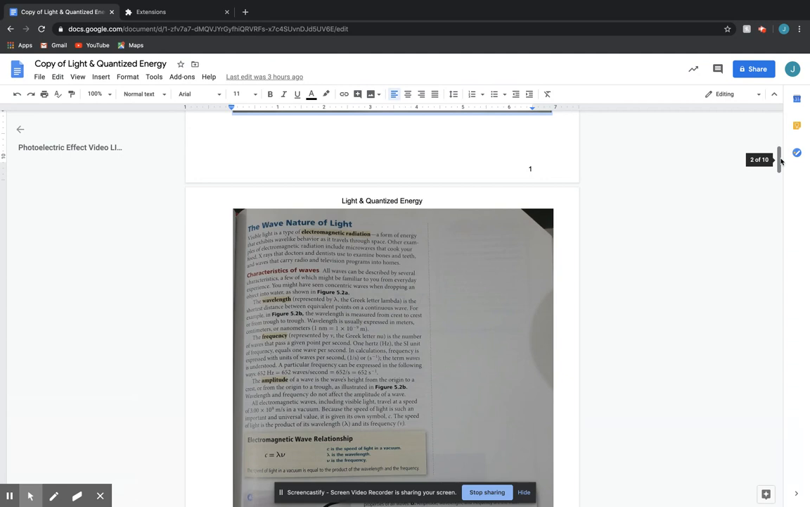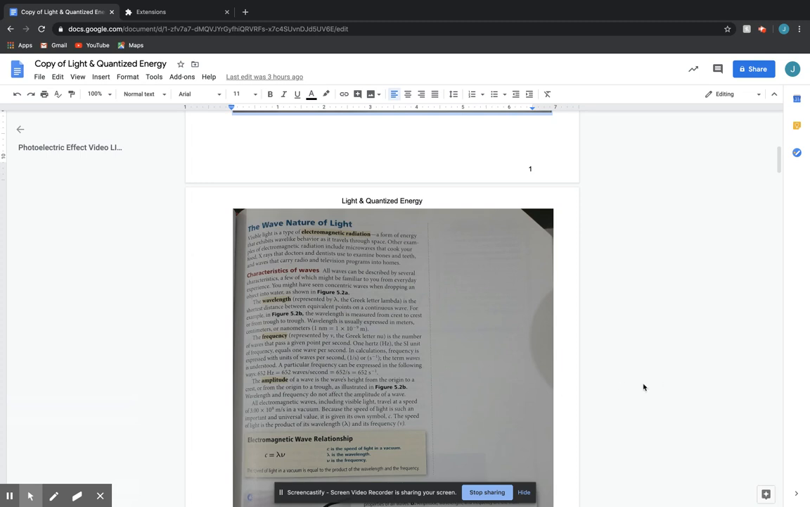Other examples of electromagnetic radiation include microwaves that cook your food, X-rays that doctors and dentists use to examine bones and teeth, and waves that carry radio and television programs into homes. There are different ways to characterize waves, and all waves can be described by several characteristics, a few of which might be familiar to you from everyday experience. You might have seen concentric waves when dropping an object into water, as shown in figure 5.2a, so a ripple.